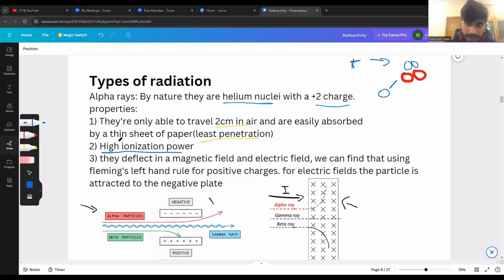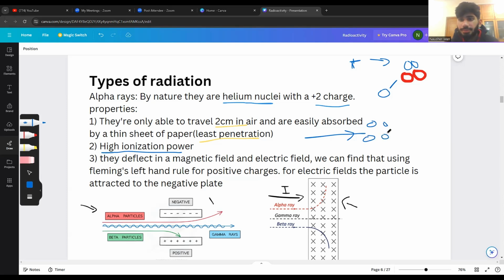Now, what do I mean by high ionization power? It means that when alpha rays collide with atoms of anything, let's say certain air, this is my alpha ray, the blue ray that I'm traveling over here, and it is colliding with a few air molecules over here.